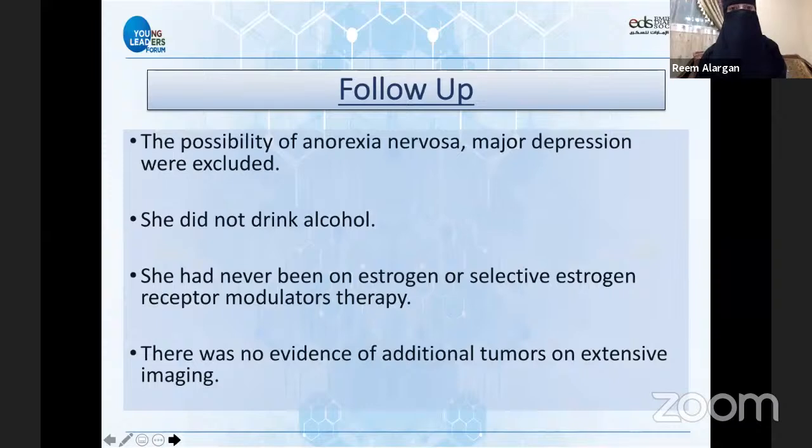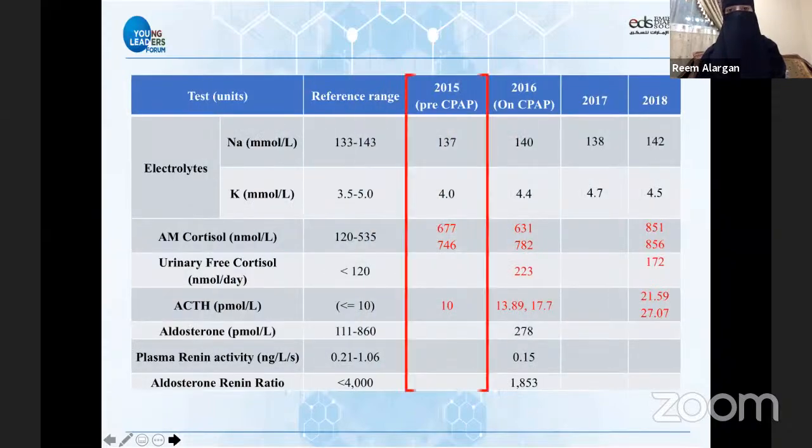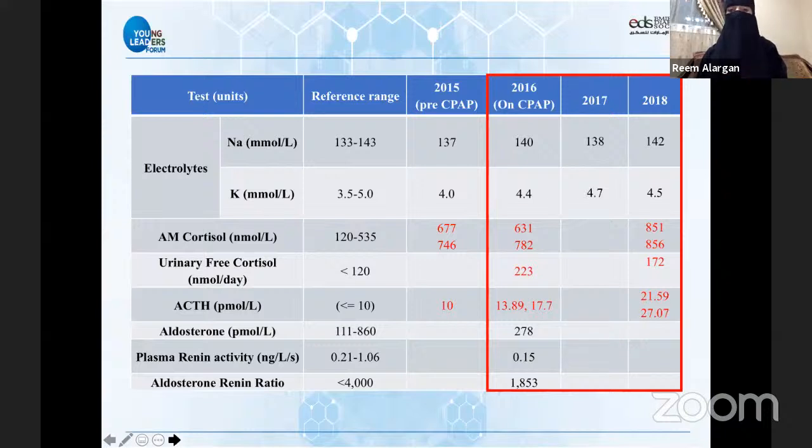So for our patient, the possibility of anorexia nervosa and major depression were excluded. She did not drink alcohol. She had never been on estrogen or a selective estrogen receptor modulator. And there was no evidence of additional tumor on extensive imaging. We did a sleep study. It was positive for sleep apnea. She was put on CPAP. However, her ACTH, serum cortisol and 24-hour urinary free cortisol remained high despite appropriate treatment of sleep apnea, and her clinical picture remained stable over a 5-year follow-up. You can see here her AM cortisol and ACTH before treatment with CPAP, and after treatment with CPAP, she still had high urinary and serum cortisol with high ACTH.